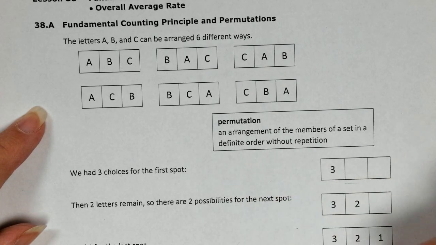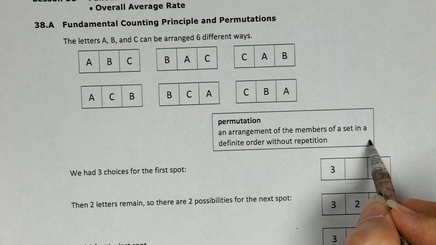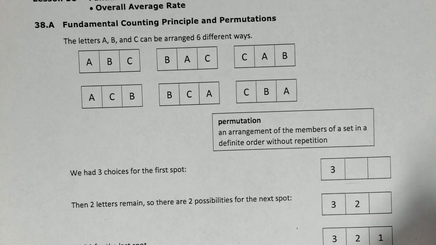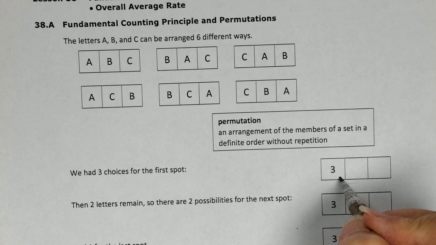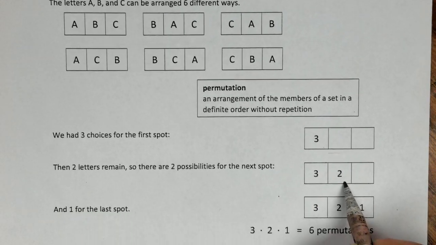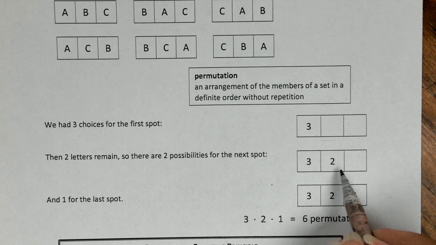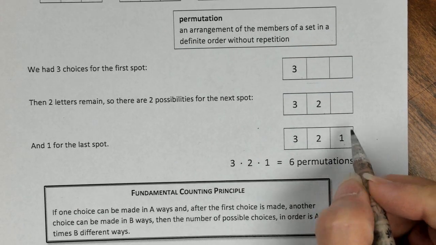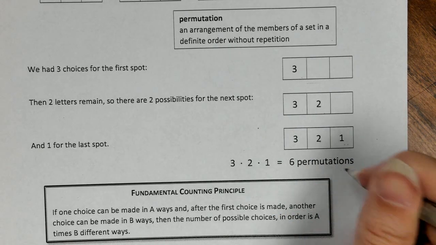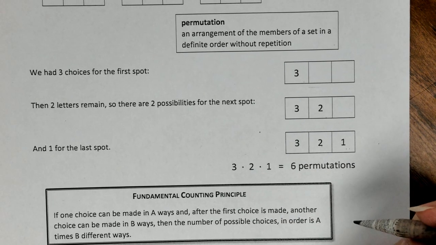A permutation is an arrangement of the members of a set, this was the set of the letters A, B, and C, in a definite order without repetition. Okay? This is a permutation, when we care about the order. We had three possibilities to choose from for the first spot. After one was chosen, there were two remaining to choose from, and then there was just one left for the last slot. When you multiply those, that gives you 6, which is how many permutations there were. And you can see that up at the top of your page.